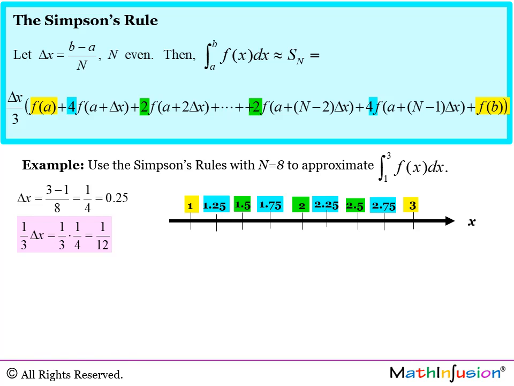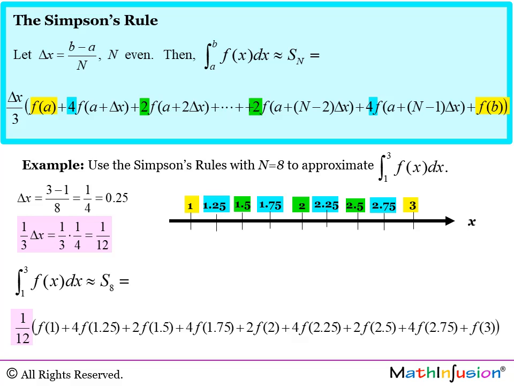Delta x over 3 is 1 over 12. So we get the approximation by 1 over 12 times 1 time f of 1, 4 times the next one, 2 times the one that is next, then 4 times f of the next one, 2 times f of the next one, 4 times f of the next one, 2 times f of the next one, 4 times f of the next one, and the last one appears only once.